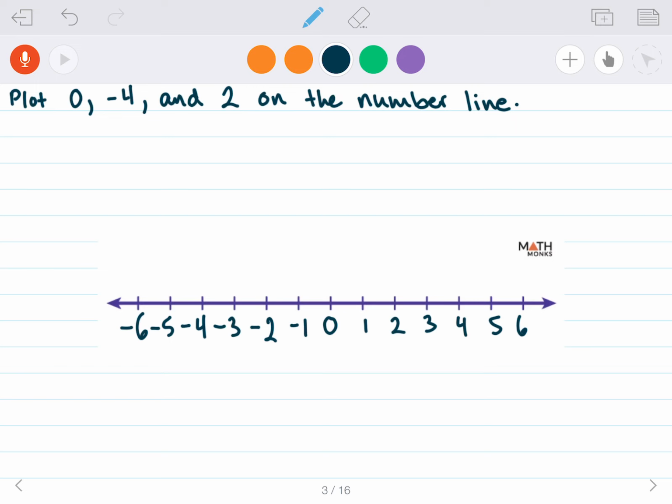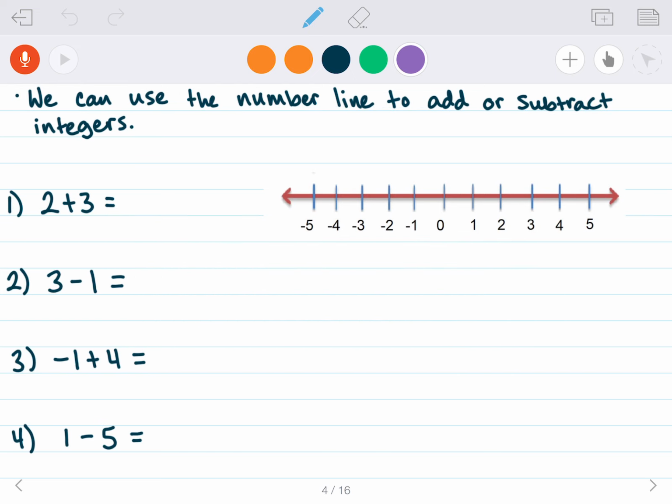So that's our number line, and to plot these numbers, we can just indicate where they are with a little circle. So for 0, I just find 0 on the number line and put a little circle there. -4, I find -4 on the number line, put a little circle there. And 2 is right here. So that is how you can plot those numbers on a number line.